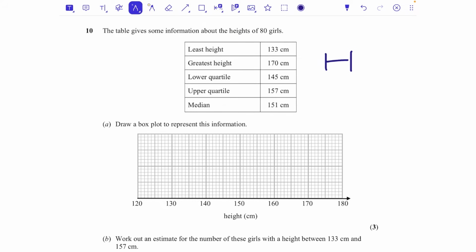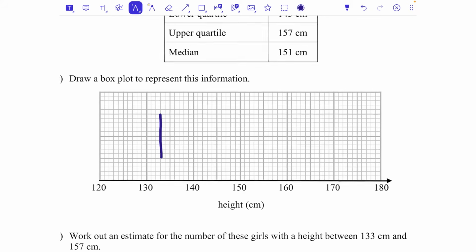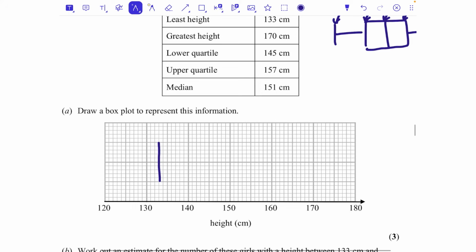A box plot looks a little bit like this, and this is your lowest height, or your lowest value, whatever it is, your lower quartile, your median, your upper quartile, and your greatest height. So we are just going to plot those values that they've given us. There's not very much more to this. So the least height is 133, and always double check the axis just to check we are going up in ones. There is 10 squares between 130 and 140. So 133, doesn't matter how big you make these lines, I'm just going to go roughly like that. Probably best to use a ruler and not follow my lead and just freehand it, but there we go.